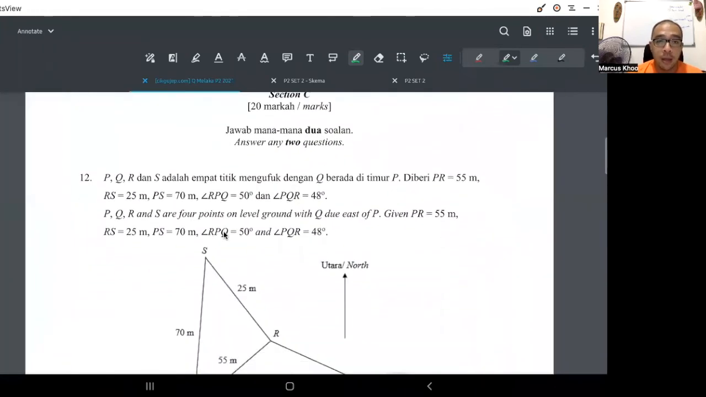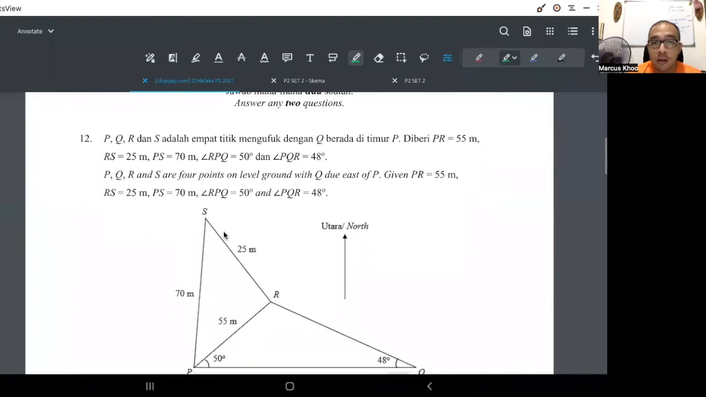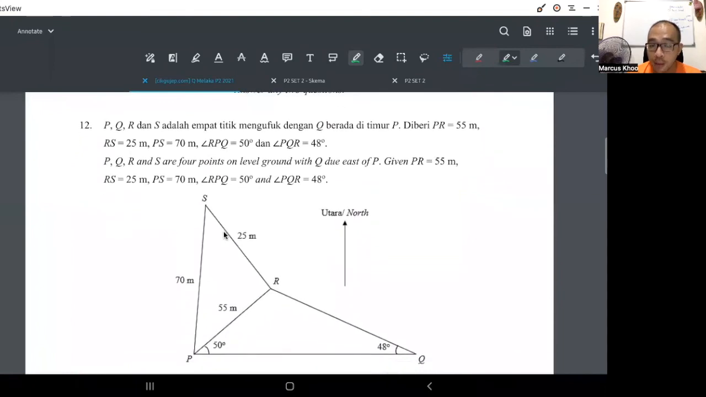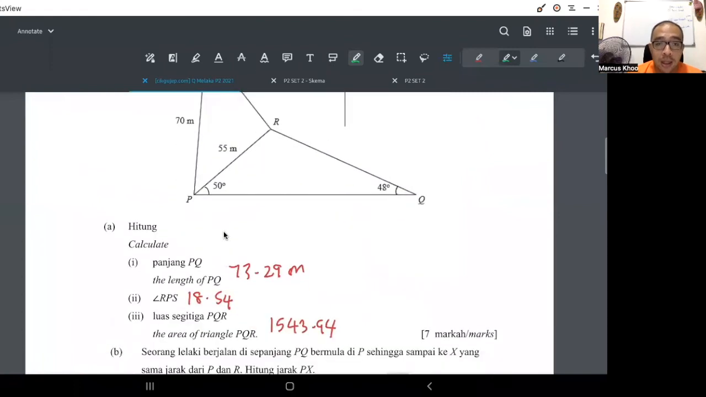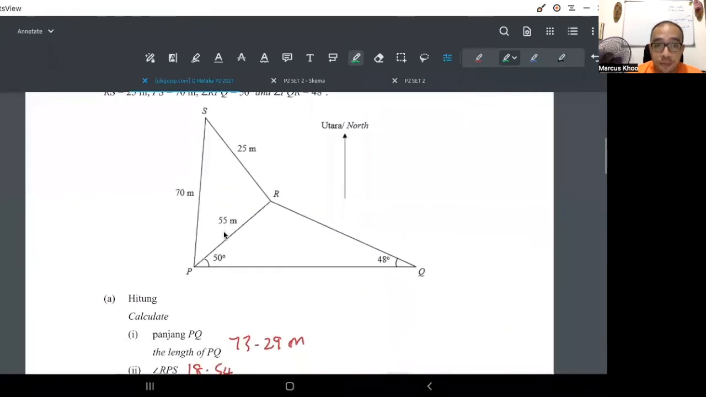Okay, last two questions. Okay, and then we'll call it a night. So P, Q, R, and S are 4 points on level ground with Q due east of P. Okay. Given that PR is 55, everything is given over there. RPQ is 50, PQR is 48. Calculate the value of PQ. Okay, calculate the value of PQ.